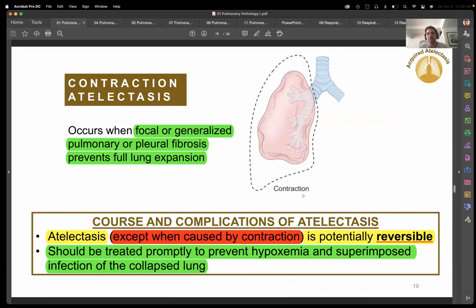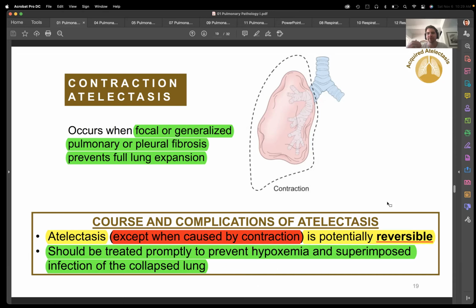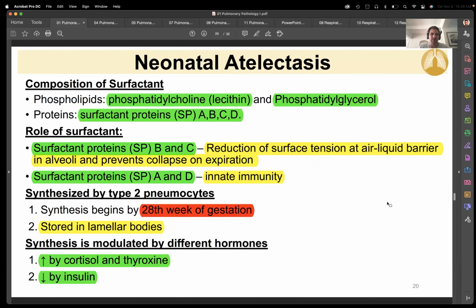Okay, and then they have contraction atelectasis. This is what you see with those fibrotic diseases. They are potentially reversible. More often than not, with medication or prevention, and a lot of times this is occupational hazards, you're going to slow down the process, but technically it is reversible to a degree.